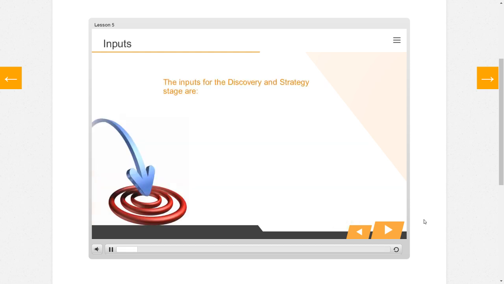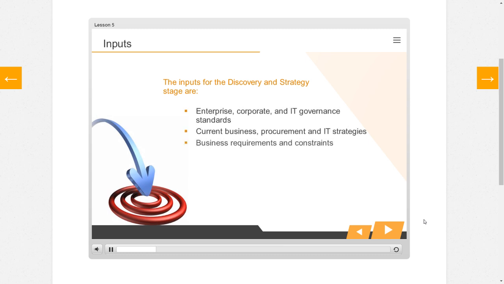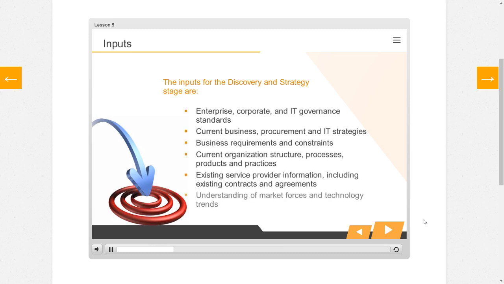You can see the inputs to the discovery and strategy stage here. The customer organization needs to clearly understand its as-is position to help it define its future desired state, the to-be position. If information is missing or incomplete here, there will be an impact on later roadmap stages. For example, if Ceylon Ordnance doesn't have accurate information about its forecast sales increases, service providers won't be able to quote accurately for the service levels it will need.